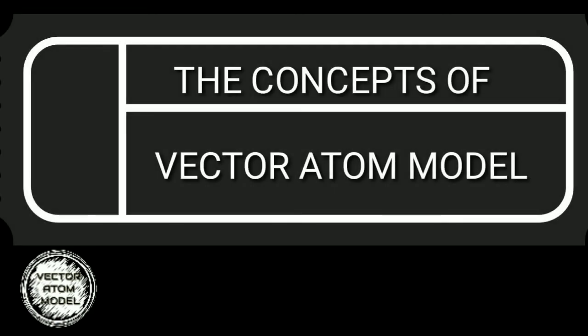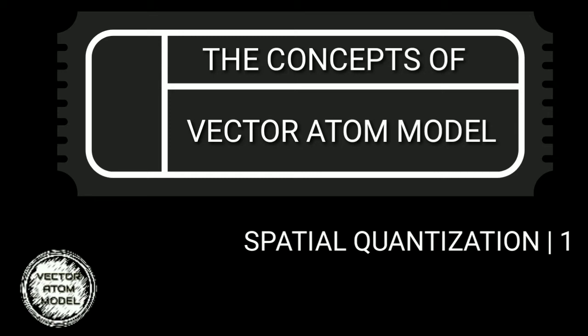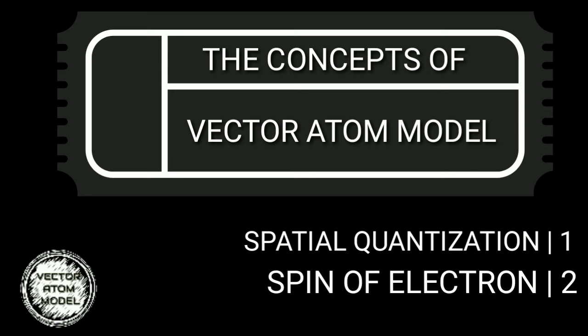To overcome all these objections, a new atomic model was proposed, known as the vector atom model. The vector atom model basically deals with the total angular momentum of an atom, which results from the combination of orbital and spin angular momentum. The two distinct features of the vector atom model are: first, the concept of spatial quantization; second, the concept of spinning electron.